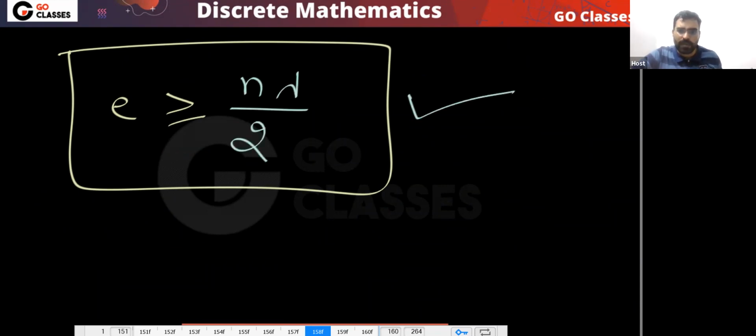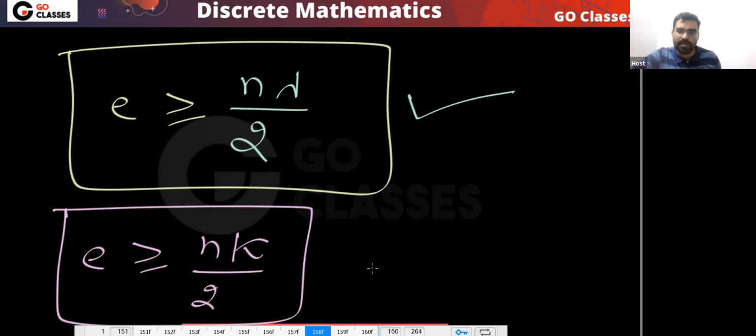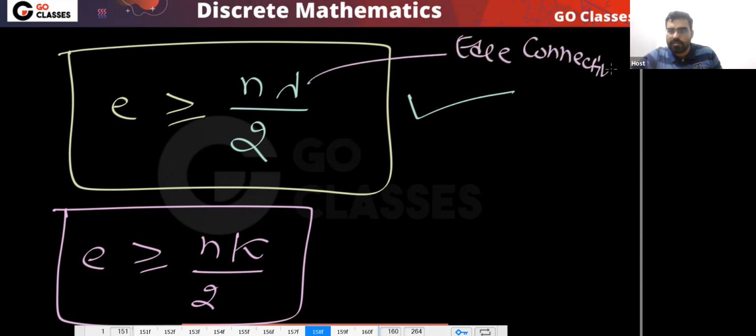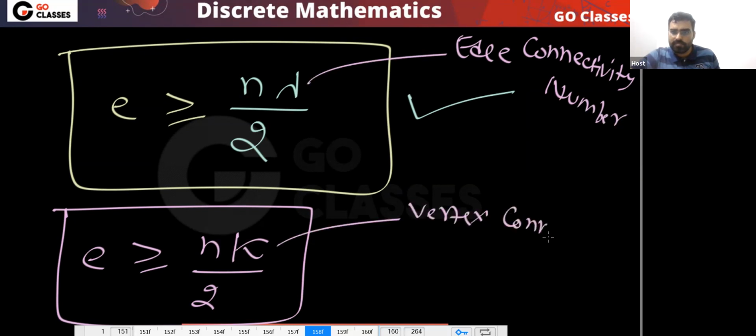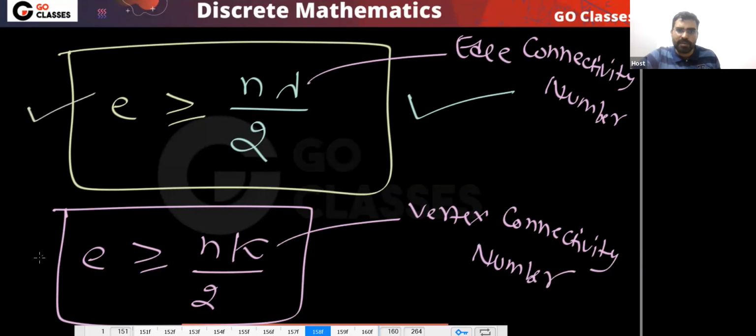Will the same thing happen for kappa? This is the edge connectivity number, and this is your vertex connectivity. Can I say the same thing will happen for kappa? Please tell me.